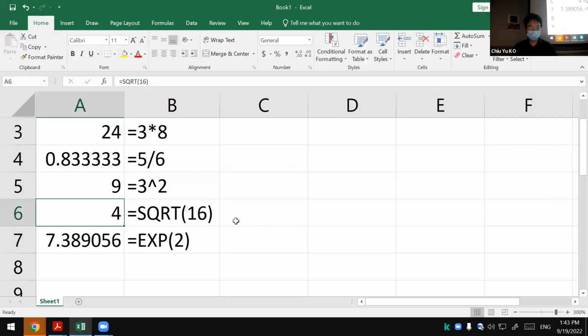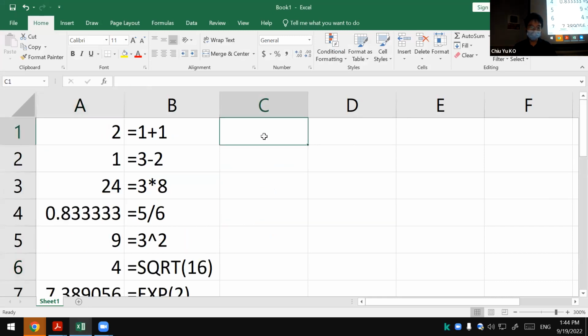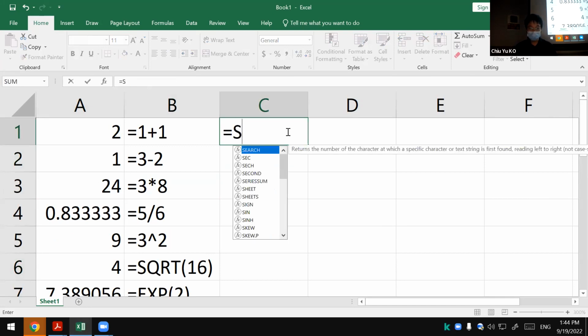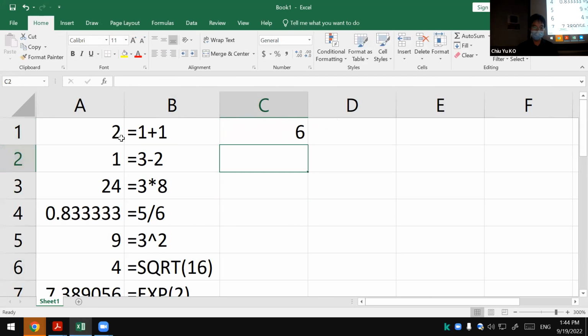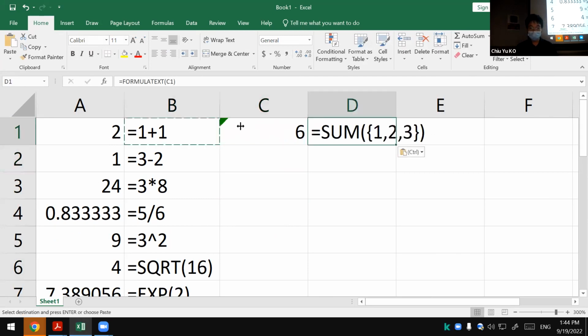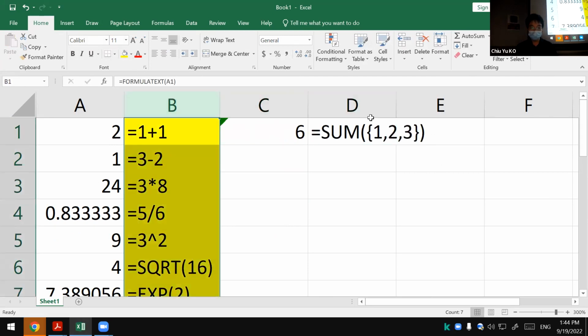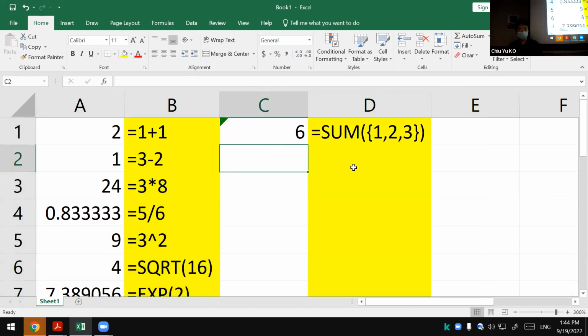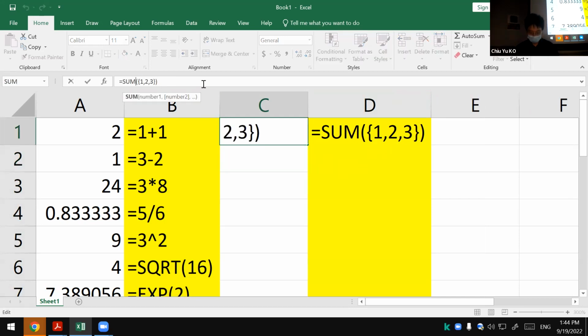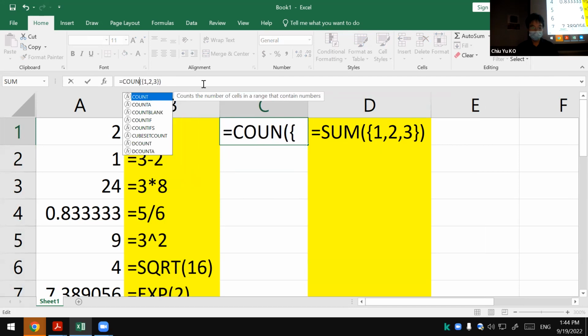So let me do it here. Let me do the sum of 1, 2, and 3 to make it simpler. The sum of 1, 2, 3 should give you the answer 6, because that is the number here. And I do the yellow in case you want the same as the book you have. Maybe I do the count first, right? Sorry, I do the count first.